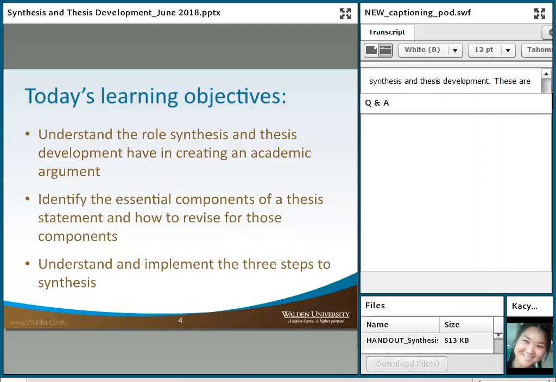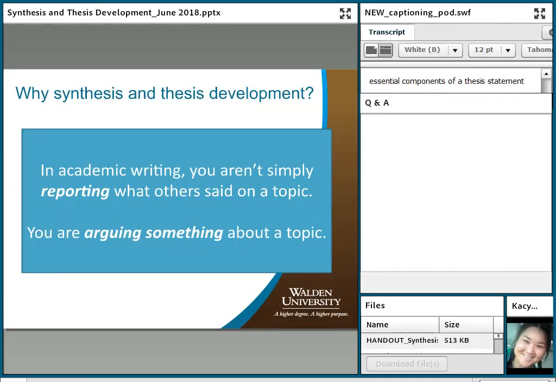So our goals for today's webinar are that by the end of the session, you'll be able to understand the role synthesis and thesis development have in creating an academic argument and developing your papers and thoughts. You'll be able to identify the essential components of a thesis statement and how to revise for those components, and then understand and implement the 3 steps that we use to help create effective synthesis.